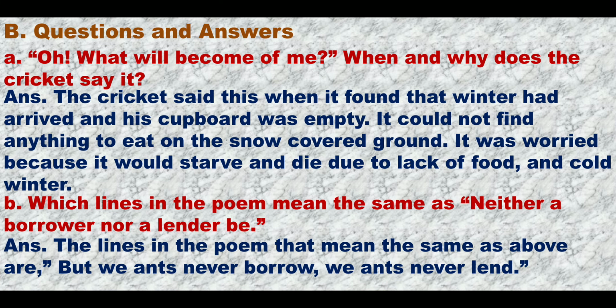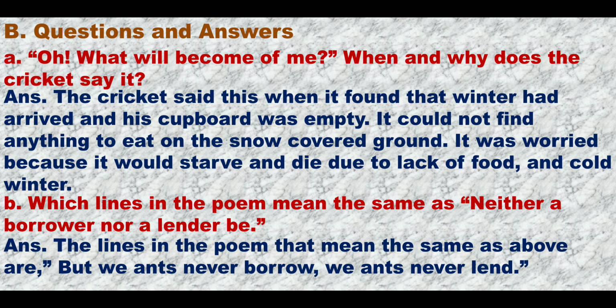Questions and answers. A. Oh, what will become of me? When and why does the cricket say it? Answer. The cricket said this when it found that winter had arrived and his cupboard was empty. It could not find anything to eat on the snow-covered ground. It was worried because it would starve and die due to lack of food and cold winter.